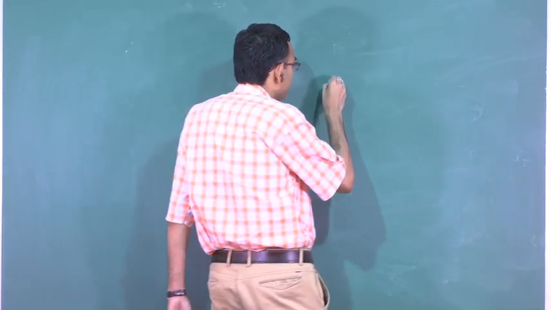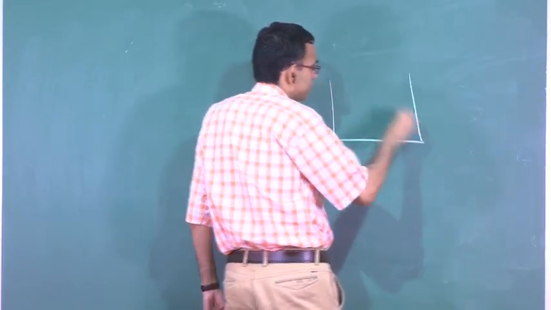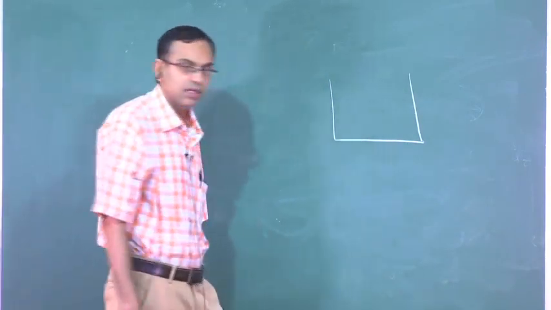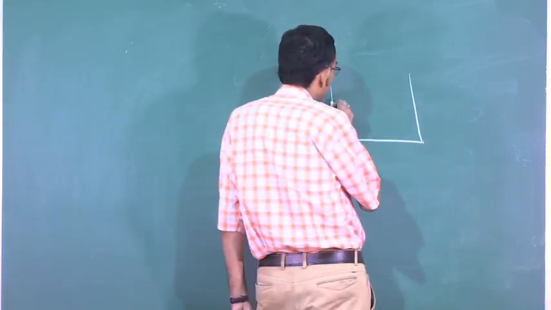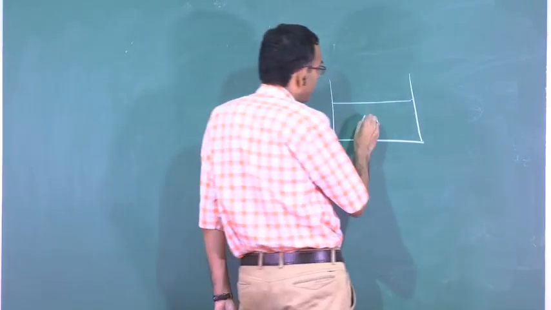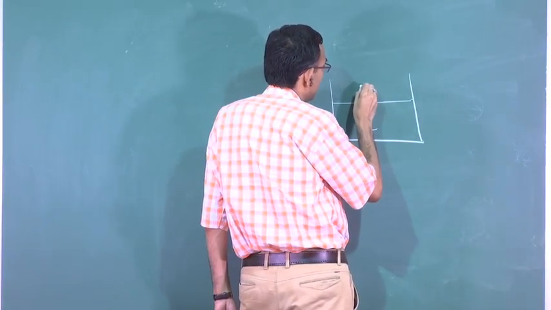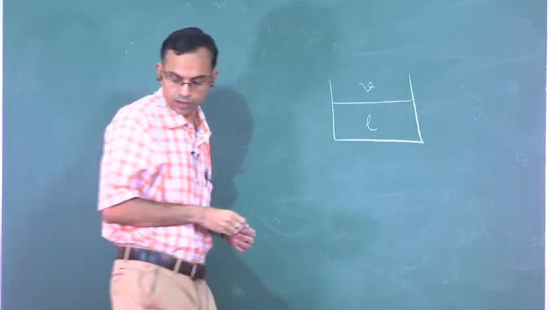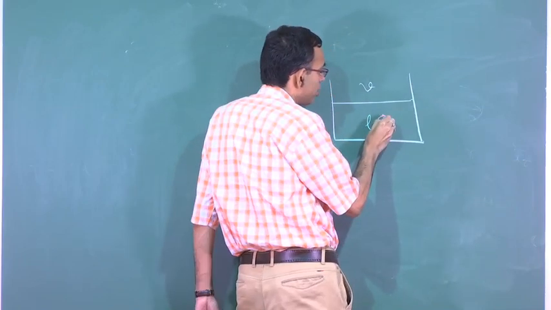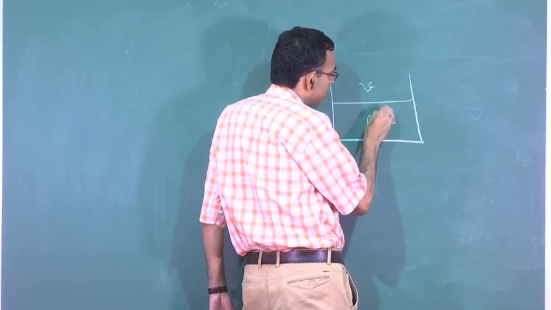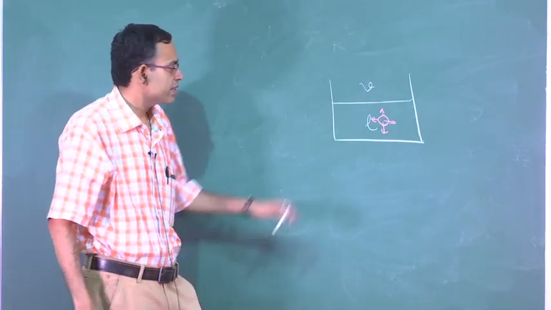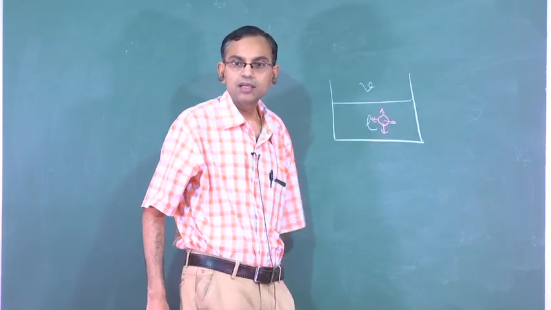So, to be brief in telling you what surface tension is, let us say that there is a container. In this container there is a liquid and there is a vapor or a gas at the top. If you have some molecule in the liquid, this molecule is being attracted from all its sides by other molecules, and in this process this molecule is in equilibrium.